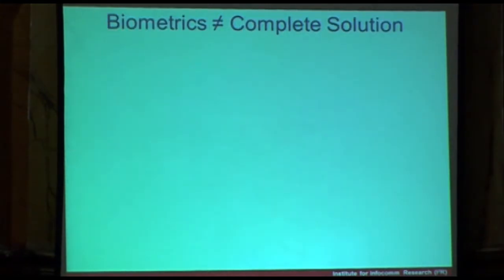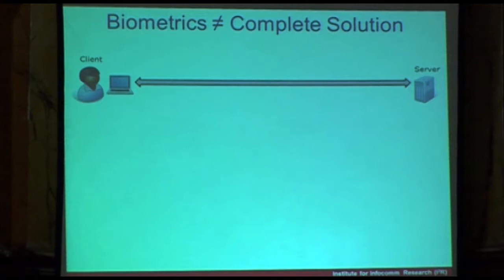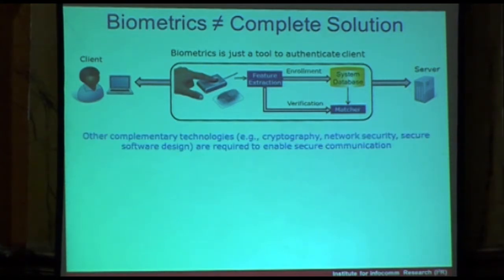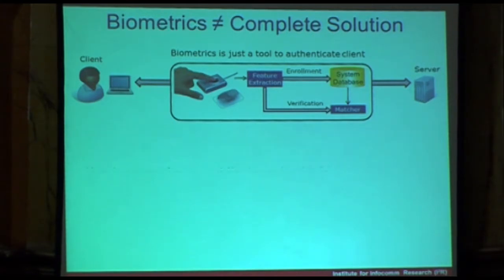So does adding biometrics to this mix really solve the problem? In my humble opinion, we need to take this step by step. Let's say you have a client and a server. Biometrics is just one part of the solution. It's just authenticating the client. And then you need other complementary technologies like cryptography and network security. You need to make sure that the code is running securely. All these factors are required in order to enable secure communication.